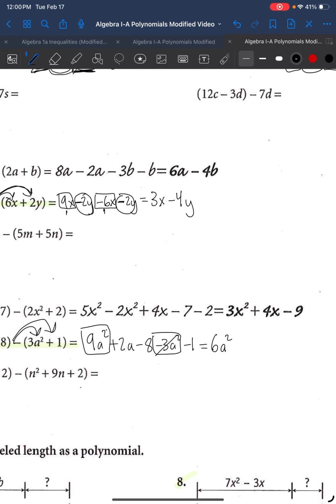So those I've simplified. Then I've got just this one 2a. So I don't have to simplify or combine it with anything. I just have plus 2a, and then that one's done. And I've got minus 8 and minus 1. So negative 8 minus another 1. So 8 negatives and 1 more negative is negative 9.